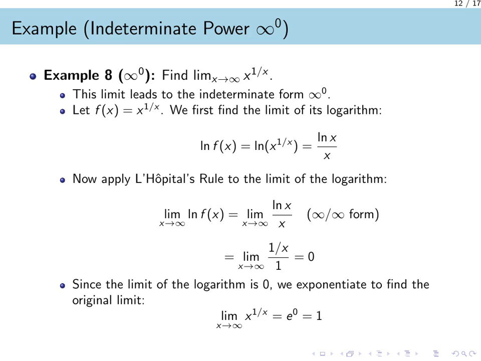The derivative of the numerator is 1 over x, and the derivative of the denominator is 1, so the limit of this new fraction is 0. Remember, this is the limit of the logarithm, not our final answer. To find the original limit, we must exponentiate this result, giving us e to the power of 0. Therefore, the limit of x to the power of 1 over x as x approaches infinity is 1.